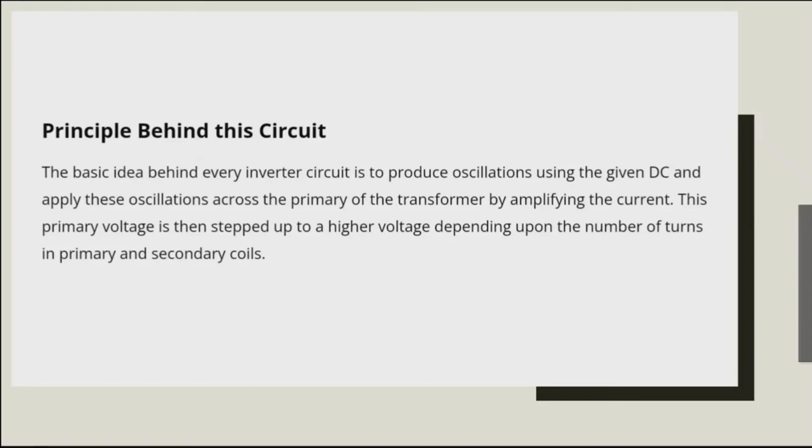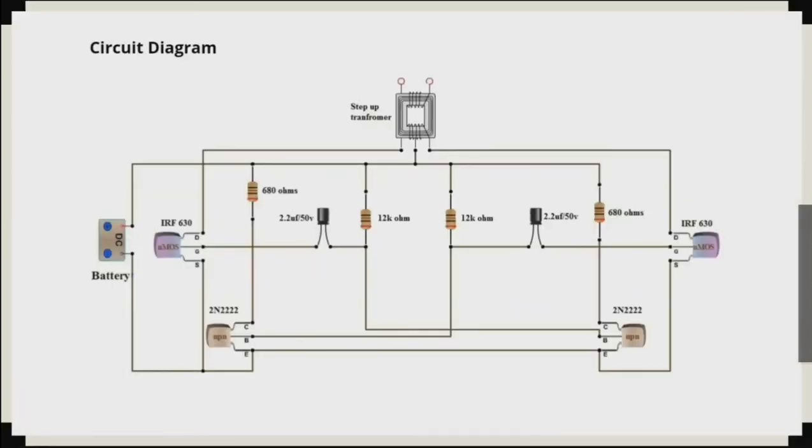So what is the principle behind this circuit? The basic idea behind every inverter circuit is to produce oscillations using a given DC and apply these oscillations across the primary of the transformer by amplifying the current. This primary voltage is then stepped up to a higher voltage depending upon the number of turns in primary and secondary coils. Have a look at the circuit diagram.